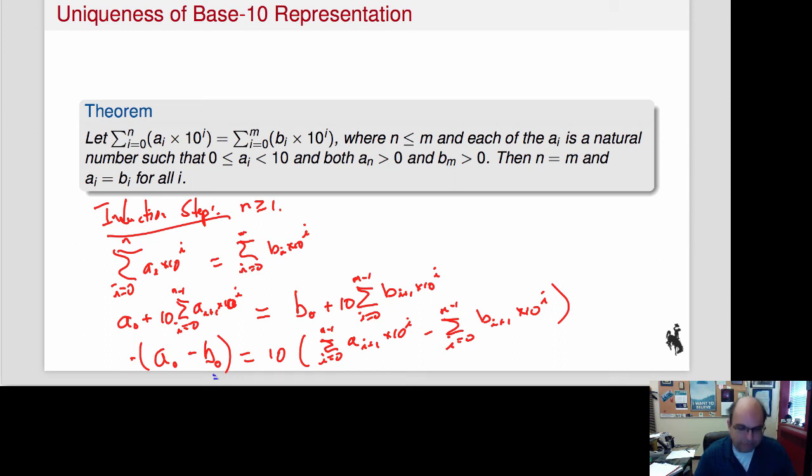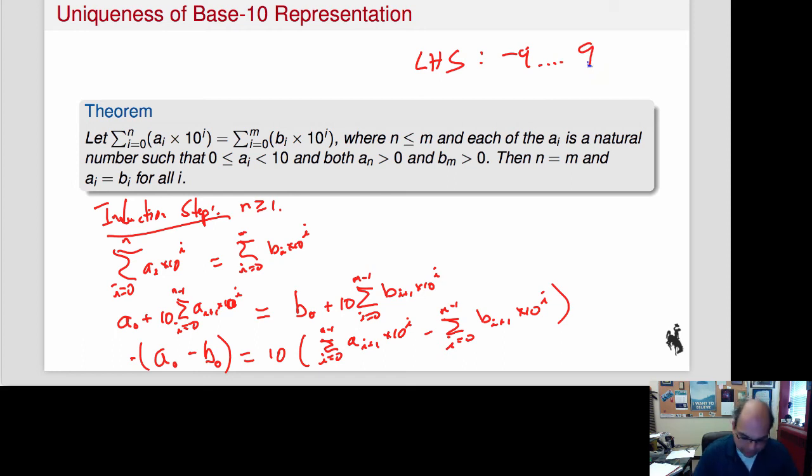I want to look at the left-hand side first of all. And how big can the left-hand side get? Well, a0 and b0 are both digits, so they're natural numbers between 0 and 9 inclusive, right? So if I take a natural number between 0 and 9 and I subtract another natural number between 0 and 9, then the biggest that I can make it is 9 minus 0, which is 9. The smallest that I can make it is 0 minus 9, which is minus 9. So the left-hand side is between minus 9 and 9.